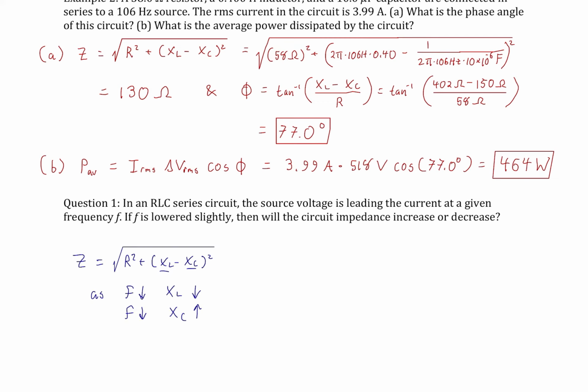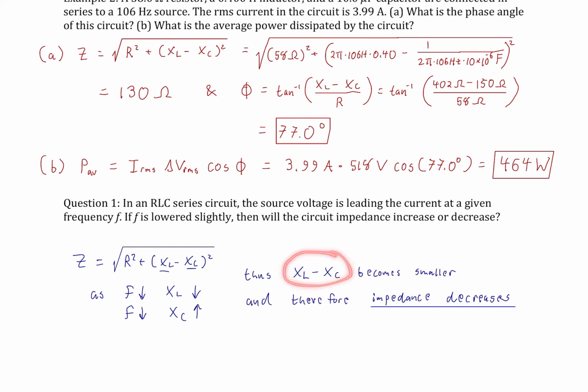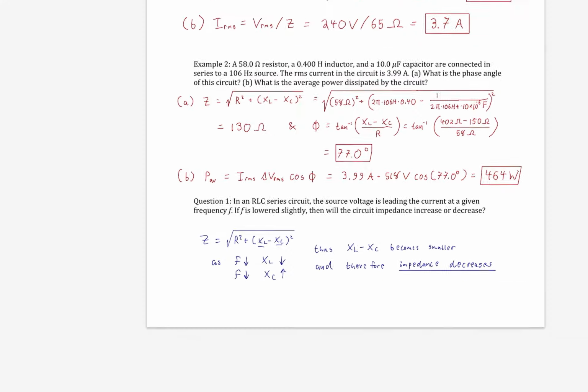Well, let's see. All right, so here's our expression. So notice that as the frequency goes down, the reactance of the inductor goes down. As the frequency goes down, the reactance of the capacitor goes up. Interesting. That means these two numbers are going to come closer together. Thus, the difference between them becomes smaller, and therefore the impedance decreases. So as the frequency decreases, the impedance decreases. Very interesting, isn't it?